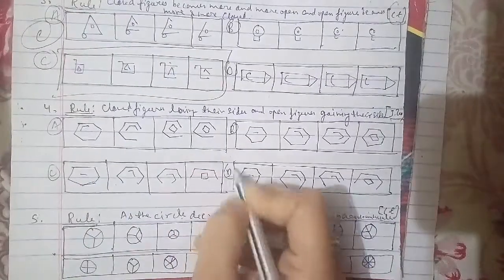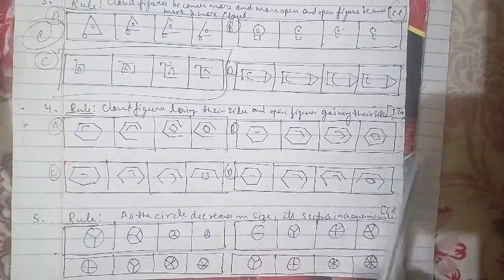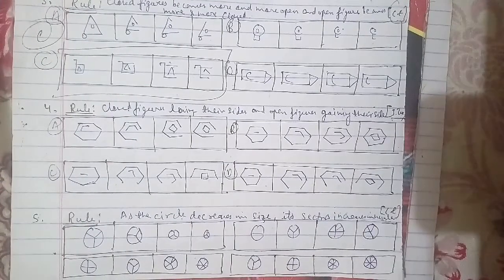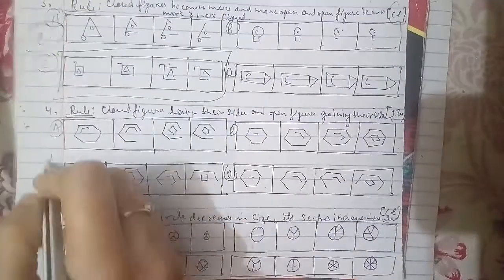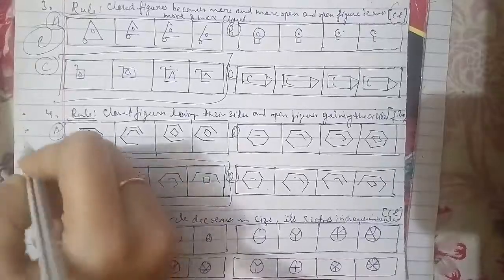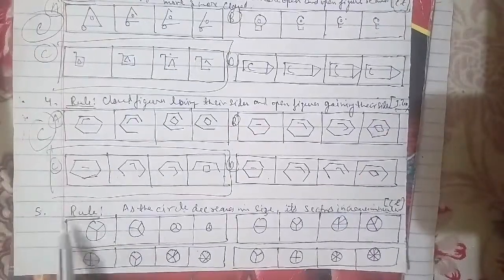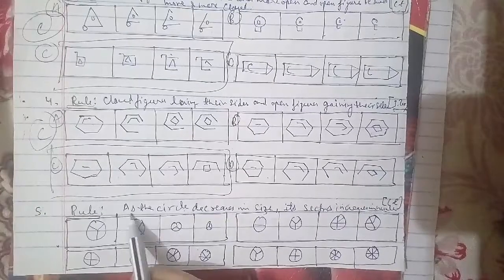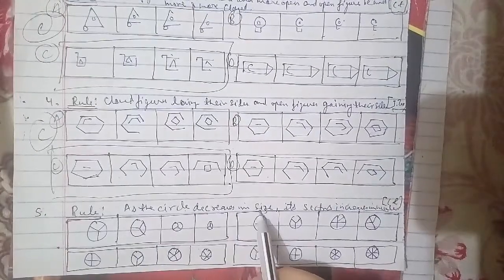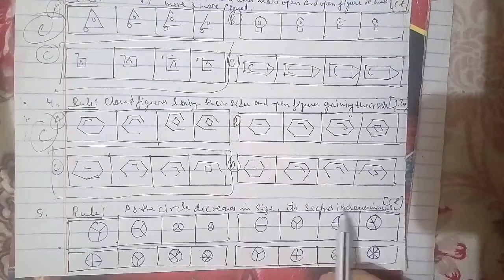Let's go ahead with the fifth question of the session. The rule given is that as the circle decreases in size, its sectors increase in number. So for the same we'll have to go ahead. The options are A, B, C and D. This was asked in the central excise examination paper.